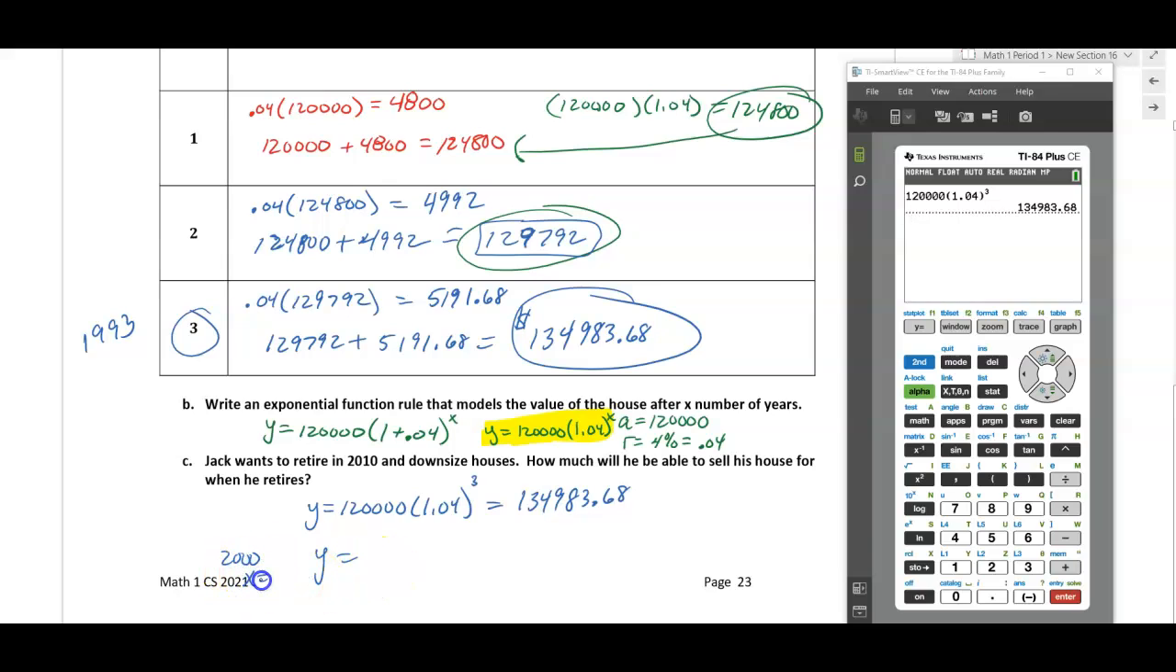So if I wanted to figure out what the price would be in the year 2000, that would be x is 10, so 120,000 times 1.04 to the 10th power. 120,000, open parentheses, 1.04 to the x power, we're replacing that with 10. That house would have a value of $177,629.31 after 10 years. So coming up with this function model is critical.